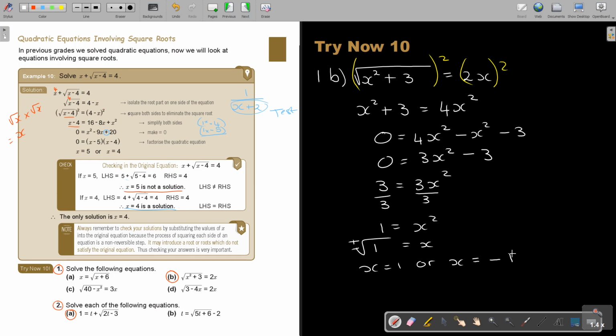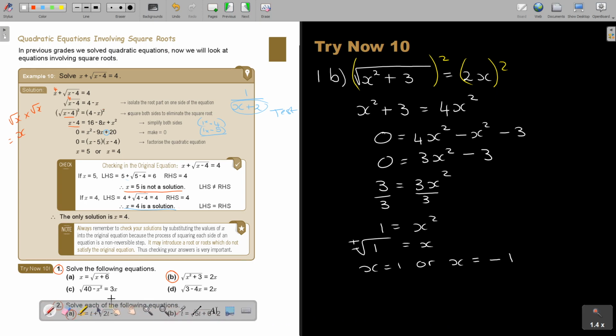And now you have to do the check. Now let's do the check in yellow. Okay. Now if I substitute it into the original, I think the best is to take the original here.